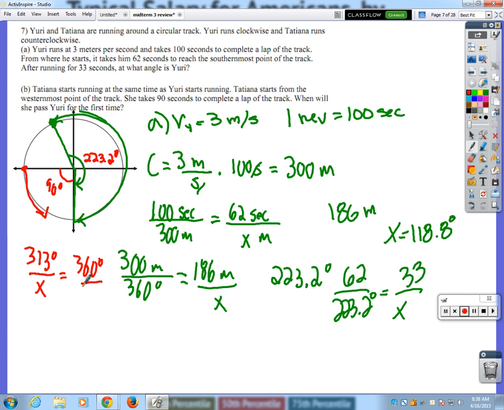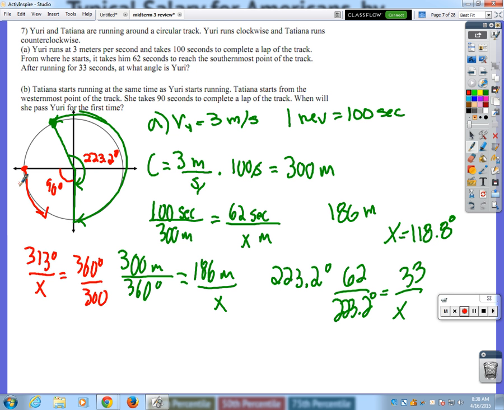Isn't it 190 seconds to go around the whole thing? Alright, let's try that. So Caleb is going to take this into a distance using the fact that 350 degrees is 300 meters. And then that'll tell us what distance they have to go.